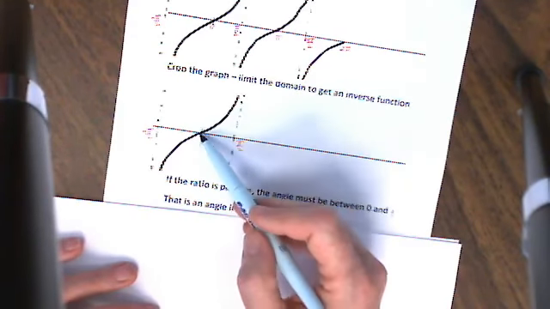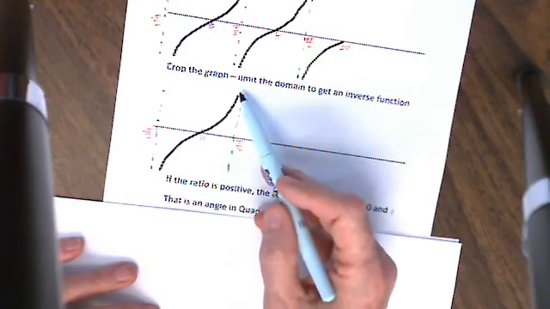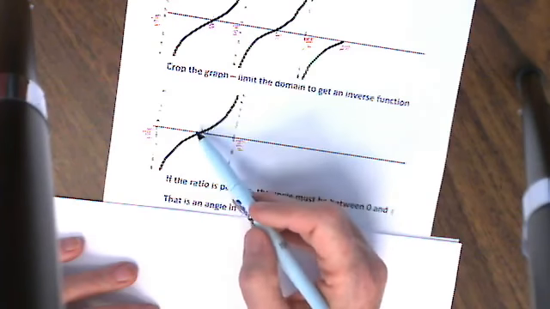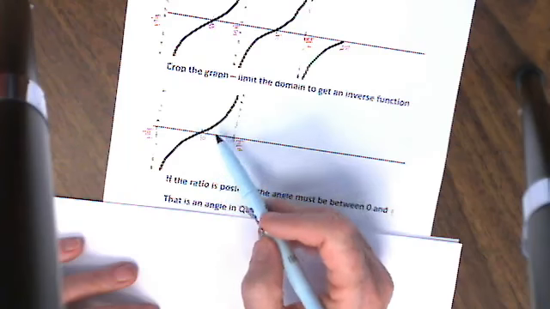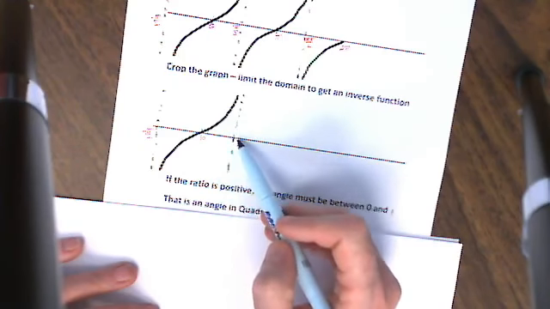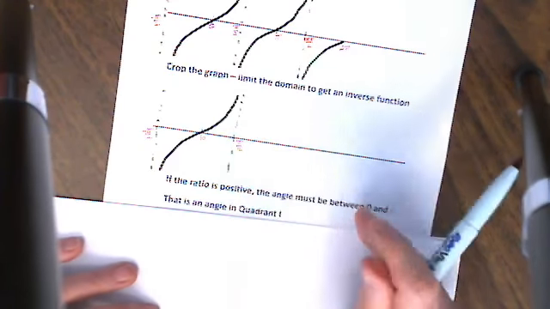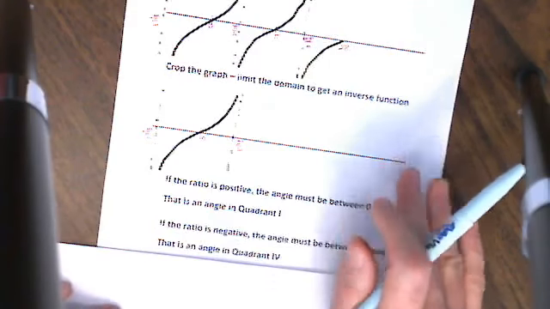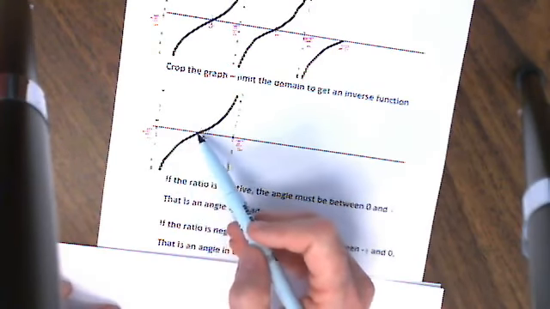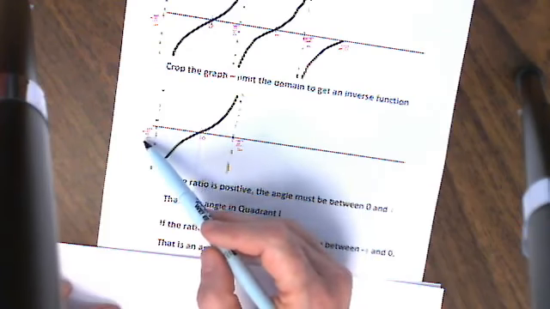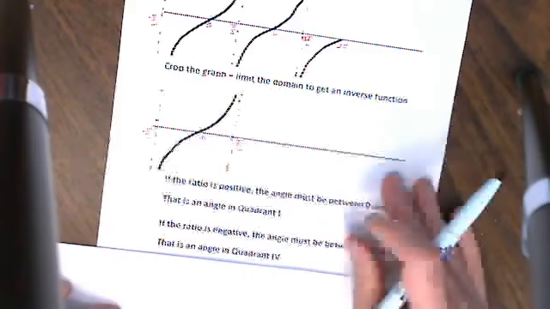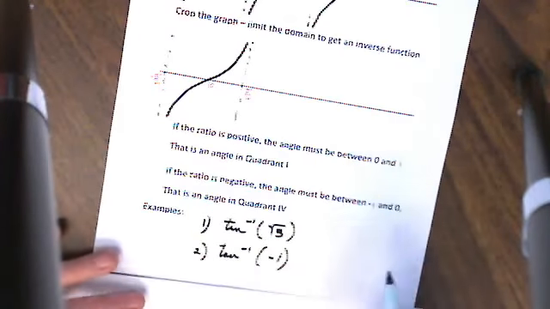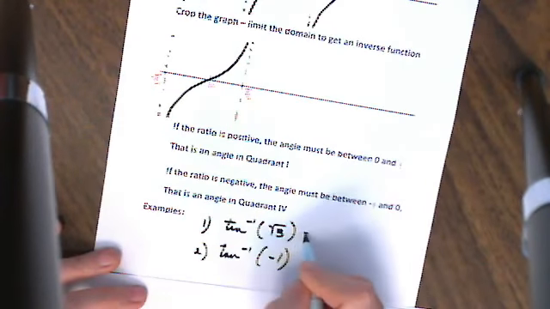Now, if the ratio is positive, that is, produces this part of my graph above the x-axis, the angle that produces it is going to have to be an angle between 0 and pi over 2. If, however, the ratio is negative, below the x-axis, that is going to be produced by an angle between minus pi over 2 and 0, or an angle in quadrant 4. Let's look at a couple of examples of this.